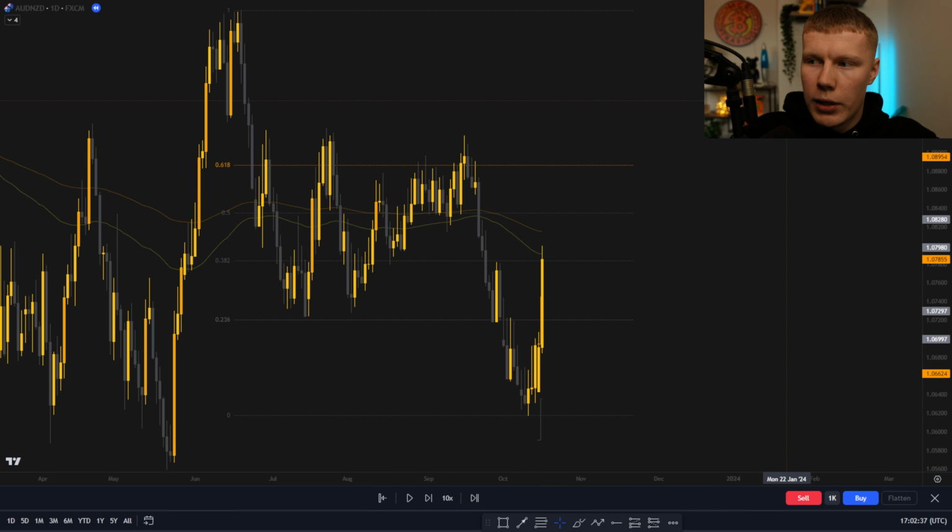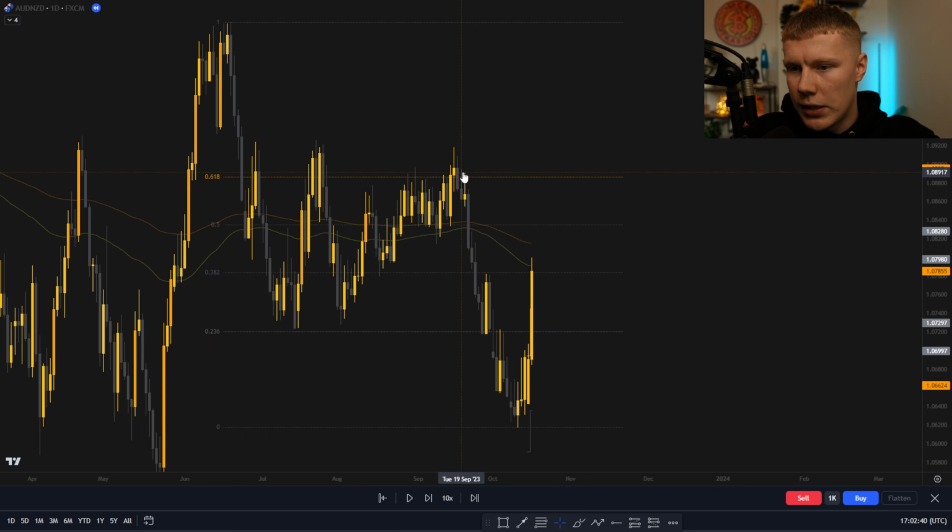And also some of you guys may be a little bit confused as to why this fib is valid, even though the 61 has been broken. This 61 hasn't been broken. If we go back, as you can see, it was respected nicely.